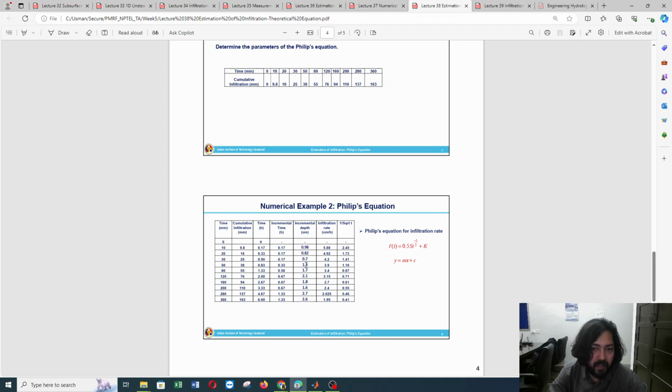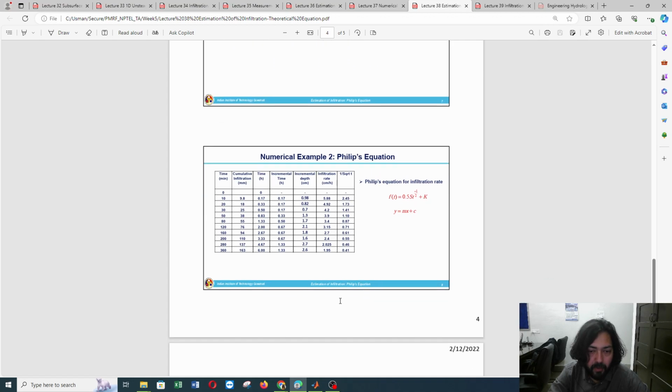The procedure is the same as we have done before. Time is given to us, but it is given in minutes. We need to convert it into hours. Cumulative infiltration is given. We need to get incremental time and incremental depth. Then dividing incremental depth by time will give us the infiltration rate value. The last term here we have taken is the square root of t, just to take into account this term. So we have taken the square root of t here.